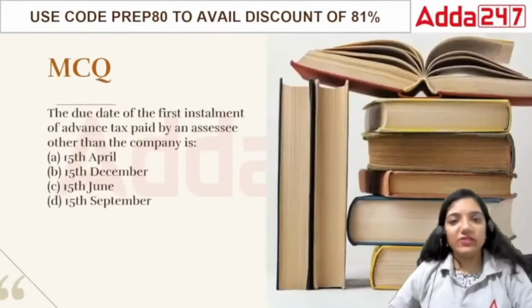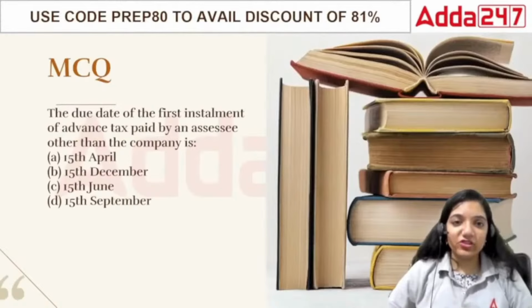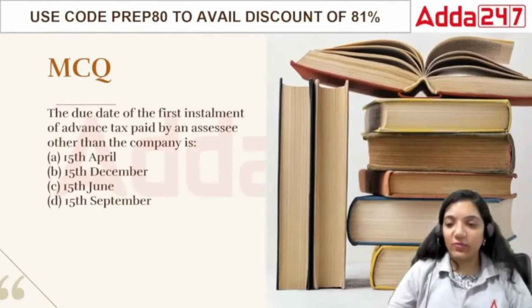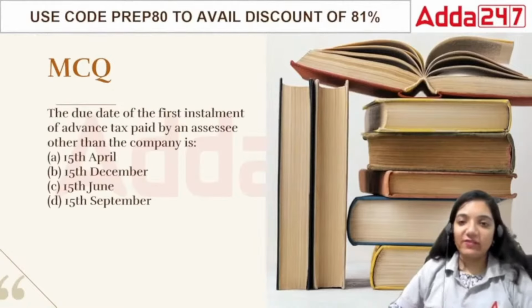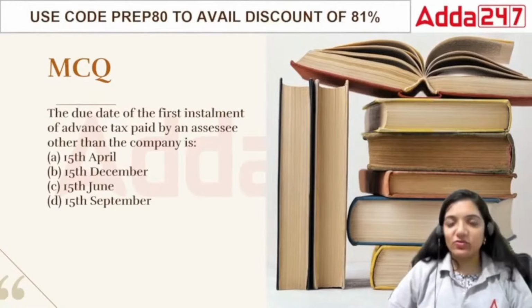So here comes the first question. The question says, the due date of the first installment of the advance tax paid by the assessee company is on 15th of April, then it is 15th of December, then we have 15th of June or 15th of September. Overall, in terms of advance tax, now we have different sections there. Even the penalties are defined like that: 234A, 234B and 234C. Three different penalties based upon the advance tax.